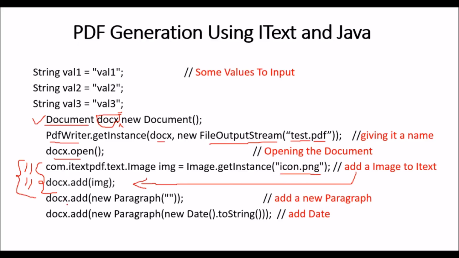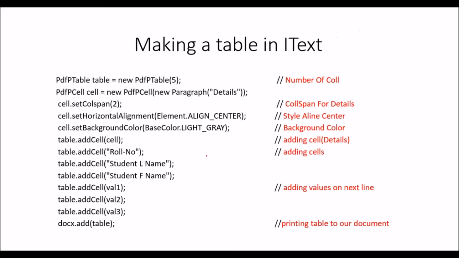Here we are making a blank paragraph. It's of no use for now, it's just for an example. Let's go further. As I made this paragraph, I am making this paragraph too, adding a date and converting it to a string. And then I'm making a table here. I'm developing a table.